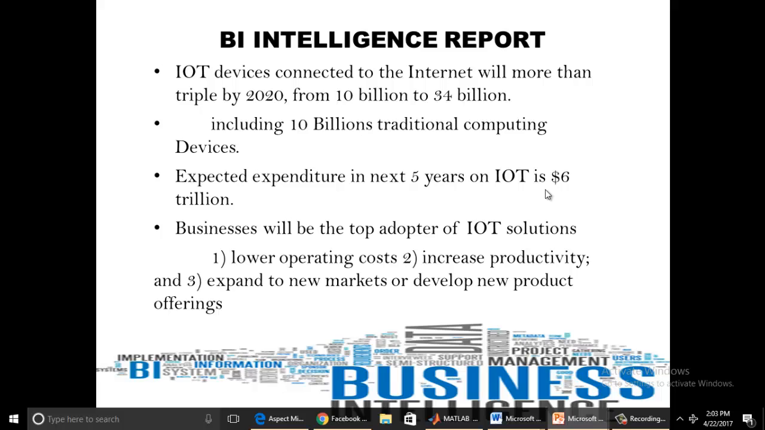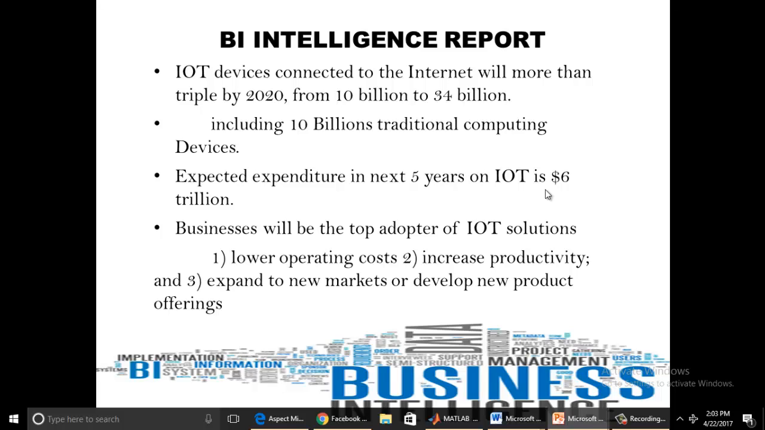They say that IoT devices connected to the Internet will more than triple by 2020, from 10 billion to 34 billion. IoT devices will account for 24 billion, while traditional computing devices will comprise 10 billion. And by traditional computing devices, we mean the smartphones, the tablets and the smartwatches. Next, they say nearly $6 trillion will be spent on IoT solutions over the next 5 years.